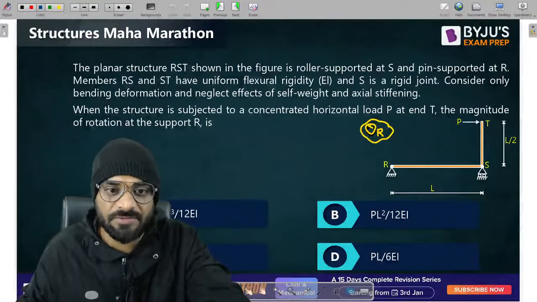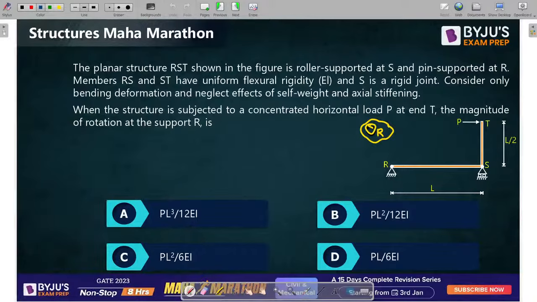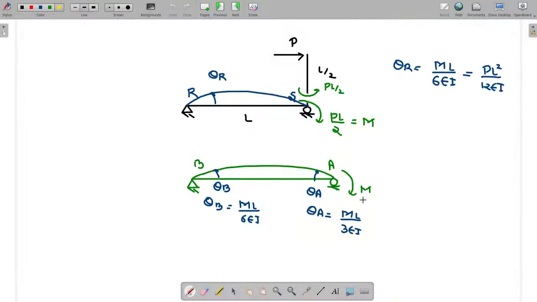Right? So tell me, guys, which is the correct answer? Let me hide myself. Okay. Now tell me the answer, guys. Which is the correct one? Dinesh, PL square by 12EI. Very nice, guys. Superb.